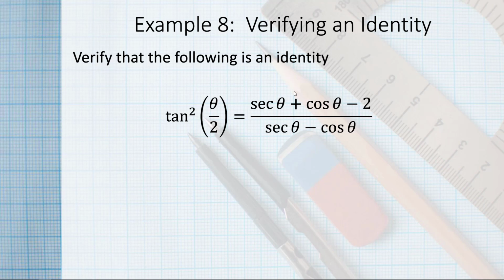And typically, the approach that you want to use when you are verifying an identity is to first look at the more complicated side, which would be right here. So let's go ahead and do that. So what can we do with all of this? Well, one of the things that we can do is we can actually express secant in terms of cosine. That might help us a little bit. So let's go ahead and do that.